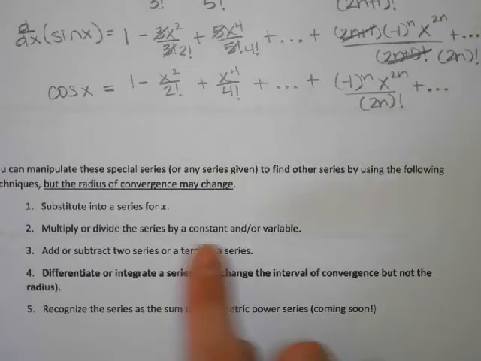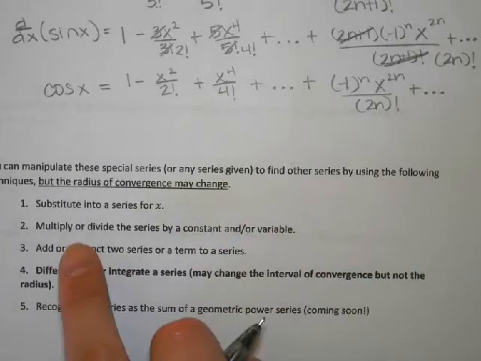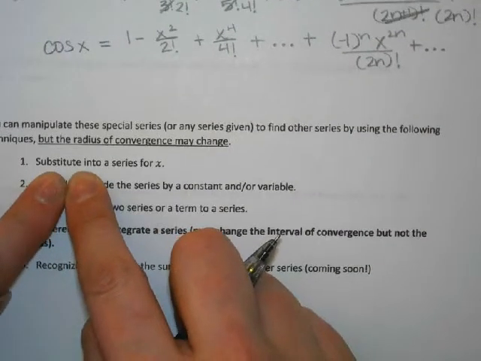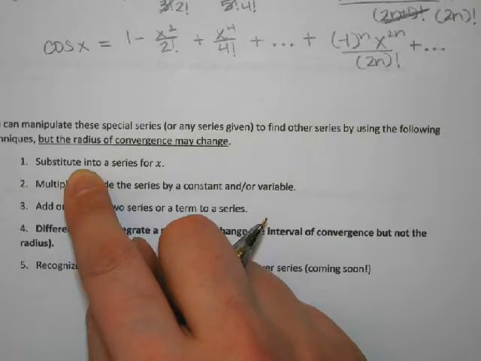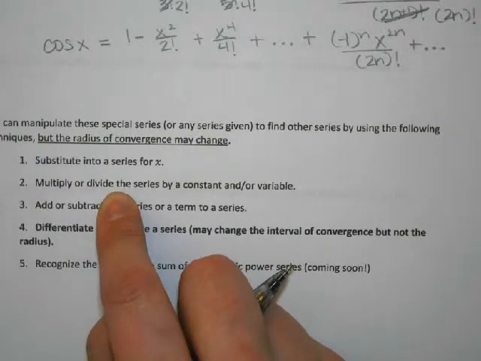Okay. So what we just did is we were manipulating special series, or really any series you can come up with, to show different things. So we found that we can, and we've done this before, substitute into a series for x. You guys did that the other day when we said if we know what the Maclaurin series for e to the x is, then we could find the Maclaurin series for e to the 2x by just plugging in 2x for each of the x's, right? You could multiply or divide the series by a constant or a variable. We did that yesterday when we took the Maclaurin series for cos x and multiplied it by x to get x times cos x.